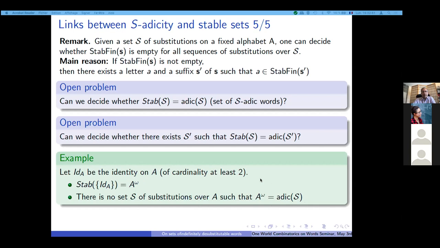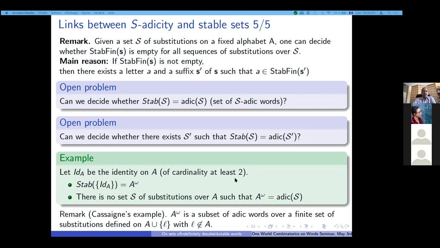For those who know about S-adicity, this may be surprising, because you could think of one example of Julien Cassaigne that says that the set of right infinite words over an alphabet A is a subset of adic words. Well, it is a subset, it is not the entire set of adic words. And in this example, the substitutions that are used are defined on an alphabet which is larger than A, since there is an additional letter L. So there is no contradiction between what I wrote here and this example.